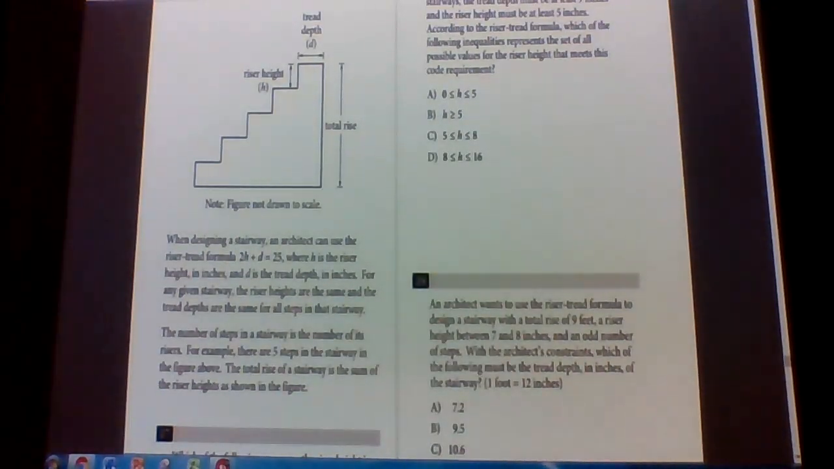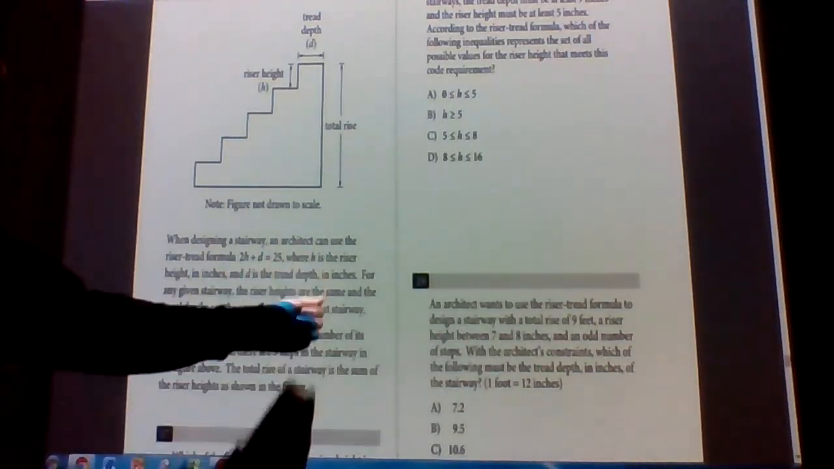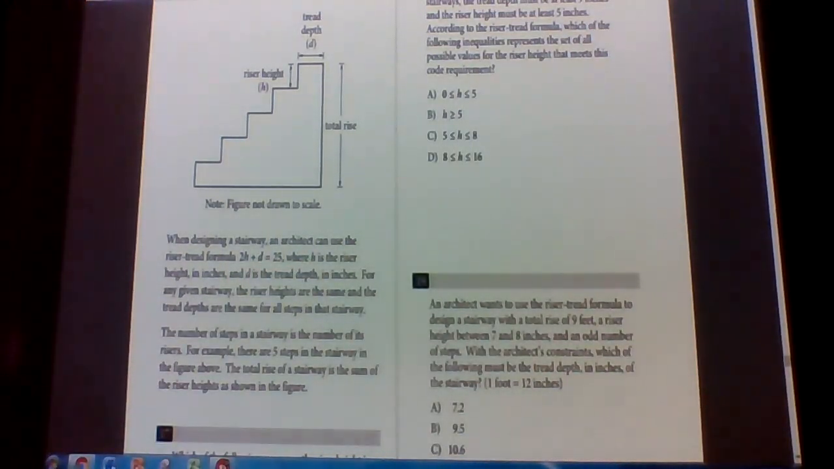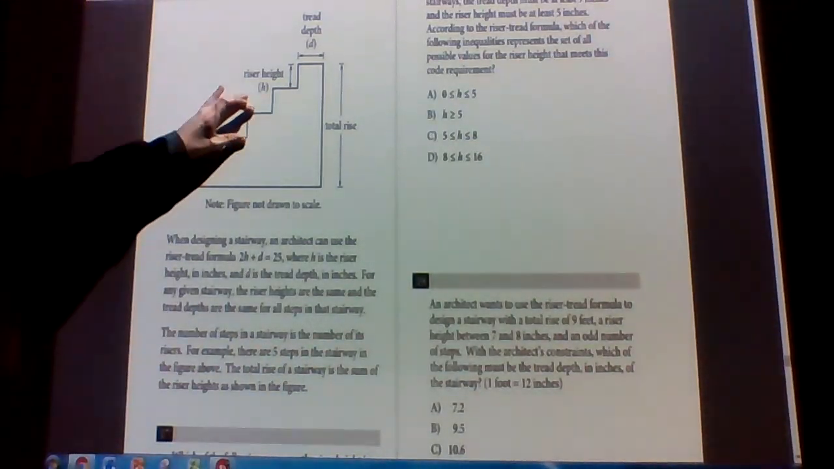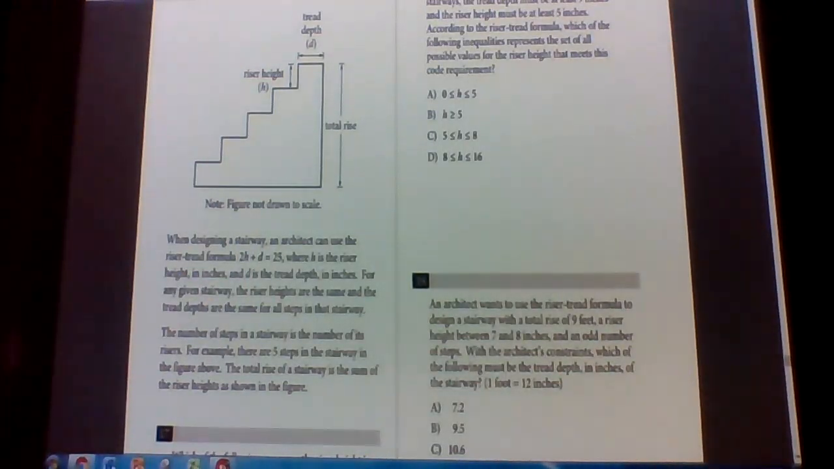Alright, when designing a stairway, an architect can use the riser tread formula of 2h plus d equals 25, where h is the riser height in inches, and d is the tread depth in inches. For any given stairway, the riser heights are the same and the tread depths are the same for all steps in the stairway. The number of steps in a stairway is the number of its risers. So this one's got 5. So for example, there are 5 steps in the stairway in the figure above. The total rise of a stairway is the sum of the risers' heights as shown. Okay.